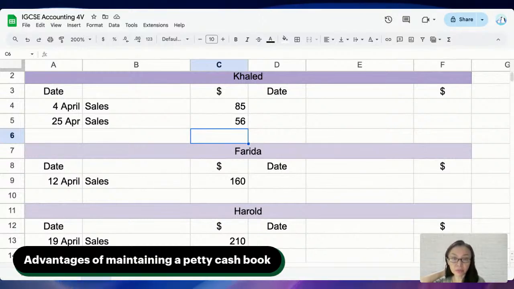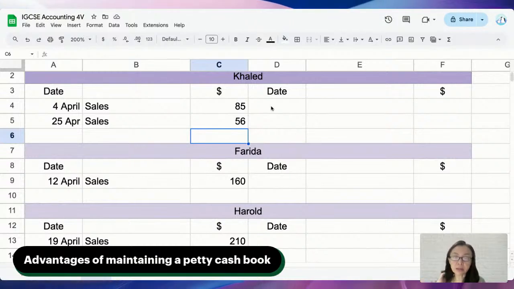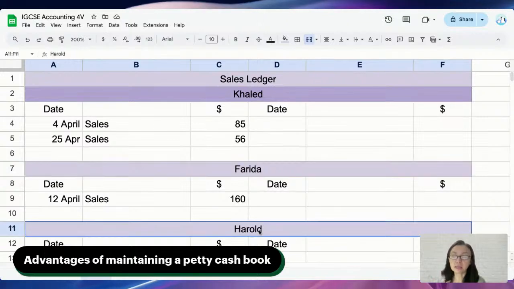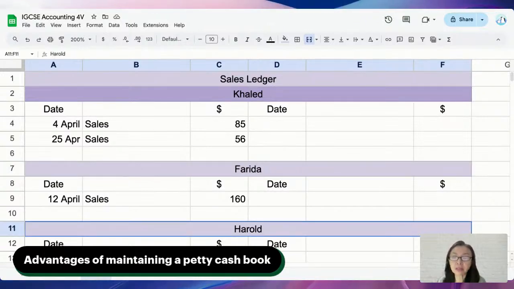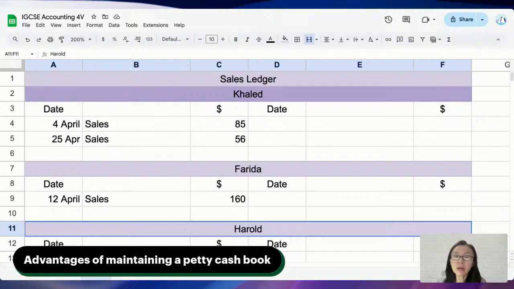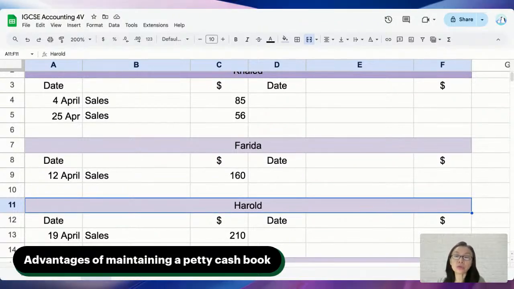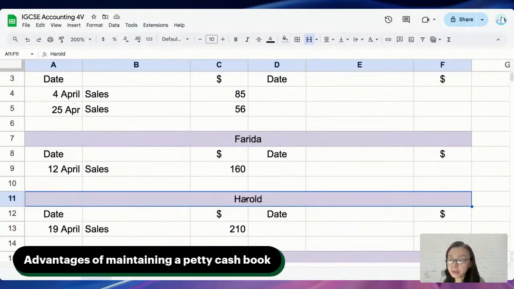All of these individuals we call trade receivables. My company's sales are in the trade receivable ledger. So all these, Khaled, Farida, are trade receivables. I'm expecting to receive the money from them, but I'm not sure when. In this example, we didn't do any cash or bank, so we don't know whether we received the money or not. But it is very sure that these are the sales that happened in the month.